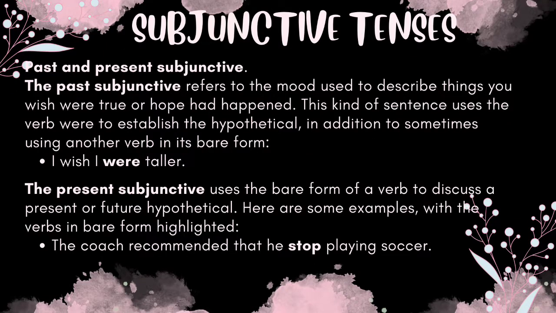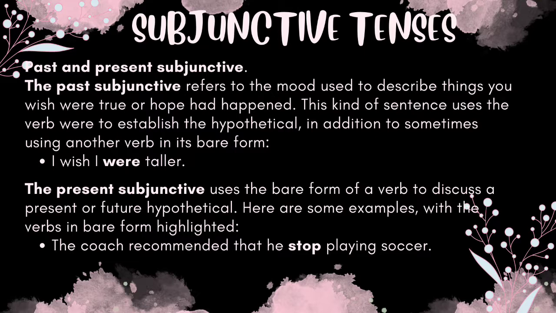So, past and present subjunctive. The past subjunctive refers to the mood used to describe things you wish were true or hope had happened. This kind of sentence uses the verb were to establish the hypothetical, sometimes in addition to another verb in its bare form. I wish I were taller.